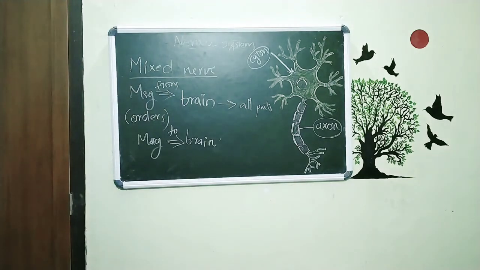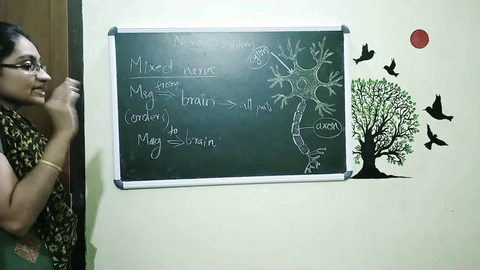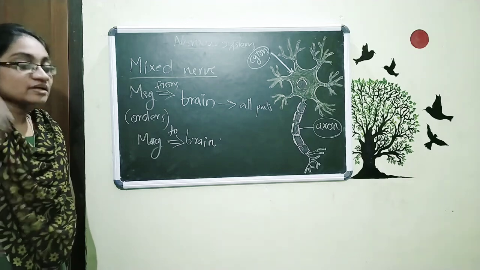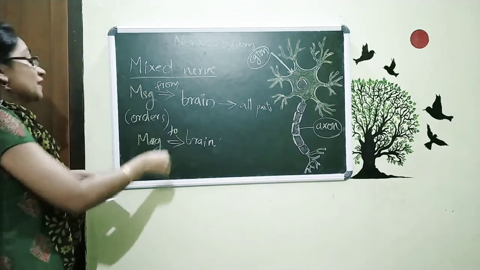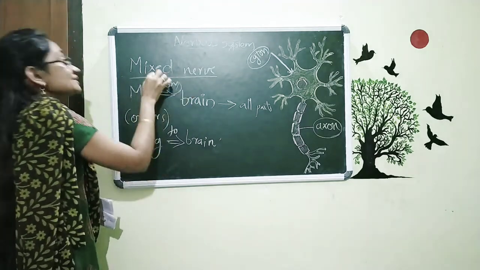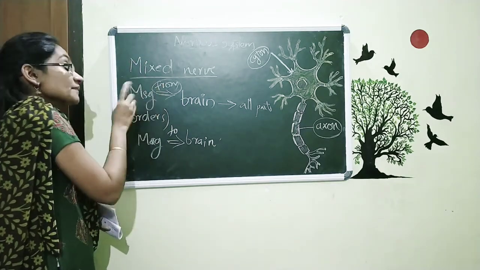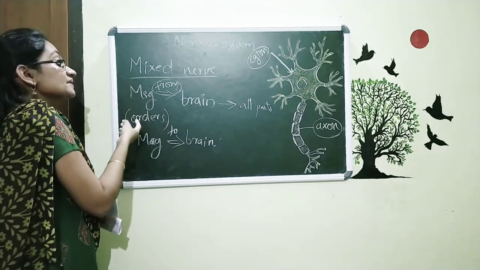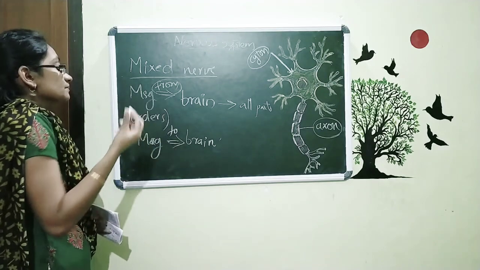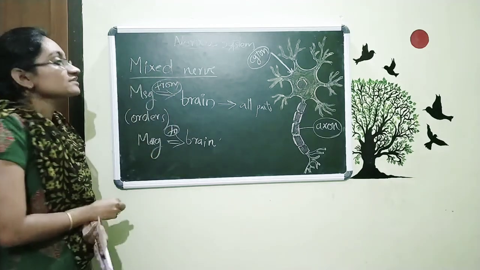We already studied the sensory and motor nerve. The transfer is only one side, which means that in the first case it is to brain and in the second it is from brain. But here we can see that both are happening in this mixed nerve. That is why we call it mixed nerve. It accepts the message or orders from the brain and also collects the message to brain. Both are happening, from and to, in this mixed nerve, and that's why we call it mixed nerve.